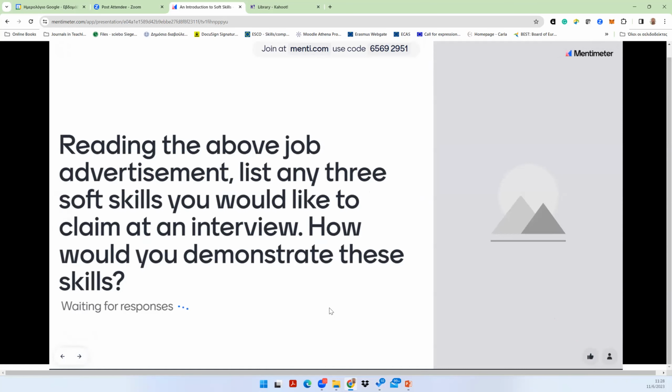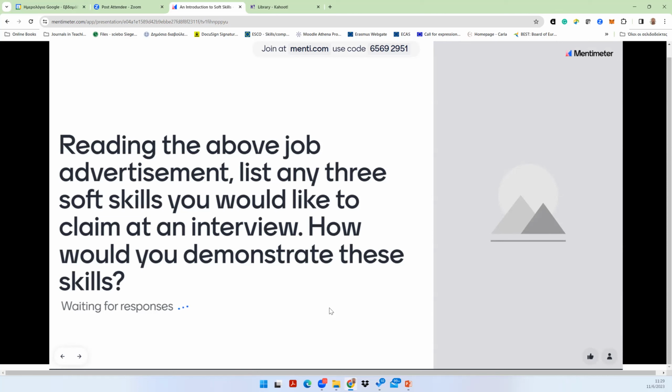So you have taken a photo of the advertisement, no? All of you. So I'm expecting from you 36 responses or more. Reading the above job advertisement, list any three soft skills you would like to claim at an interview. So you are the person that they're looking for this job. Thinking of yourself, think what kind of soft skills you can offer to this advertisement. And also add a second statement, how will you demonstrate these skills? Through your CV, through an example, through a reference, it's up to you.